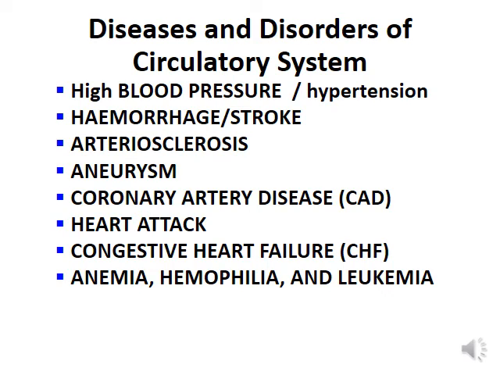Sometimes there are some diseases which may affect the circulatory system. I'm just going to mention them, but we'll talk about coronary heart disease at a later stage. Okay, but just for mention, we've got high blood pressure or hypertension. We've got stroke or hemorrhage. We've got atherosclerosis. Then we've got aneurysm. We've got coronary artery disease, which is part of a general group of diseases called coronary heart disease. We've got heart attacks. We've got heart failure. We've got anemia, hemophilia, leukemia. These are just some diseases which affect the circulatory system.